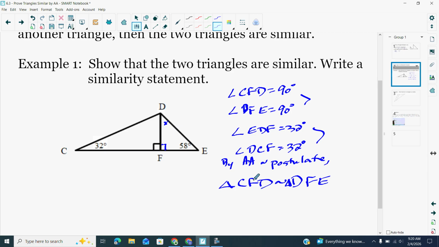You could also say FDC is similar to FED, or FCD is similar to FDE. There's lots of ways that you could state it, but we need to make sure that vertex C on this triangle corresponds with vertex D on this triangle. Notice they're both 32 degrees.